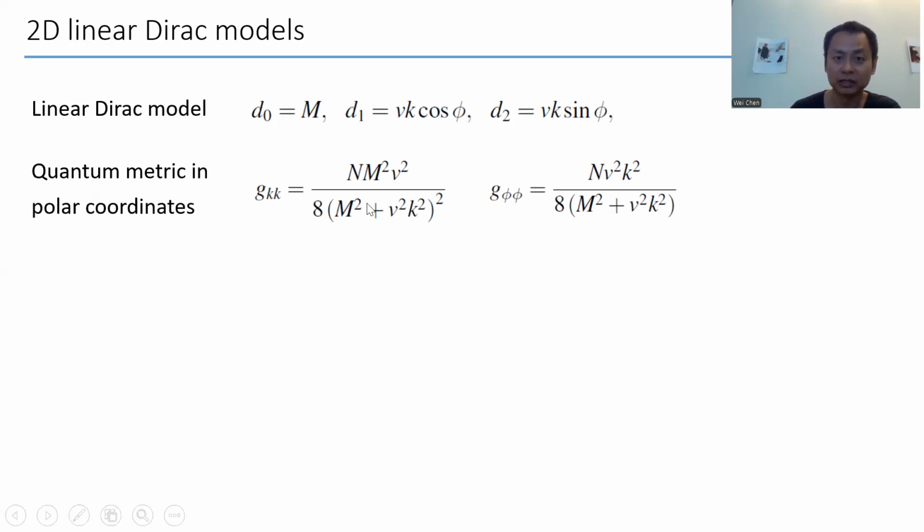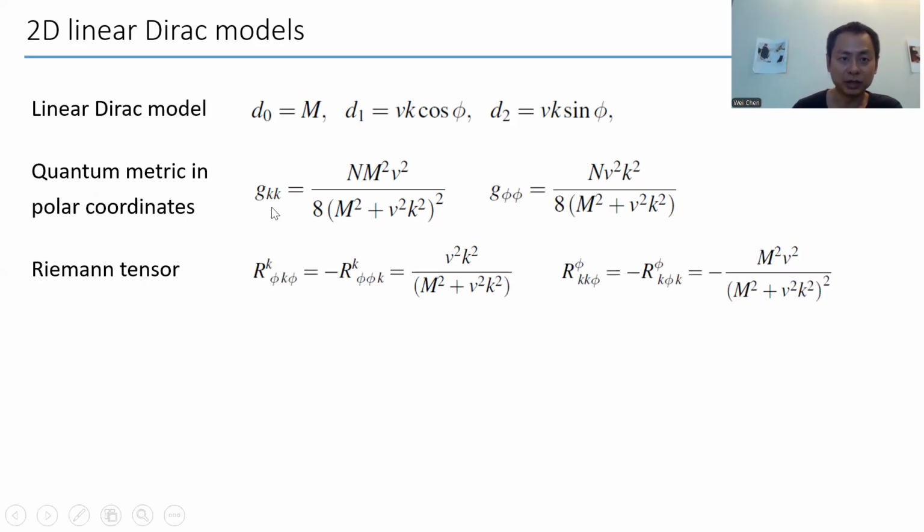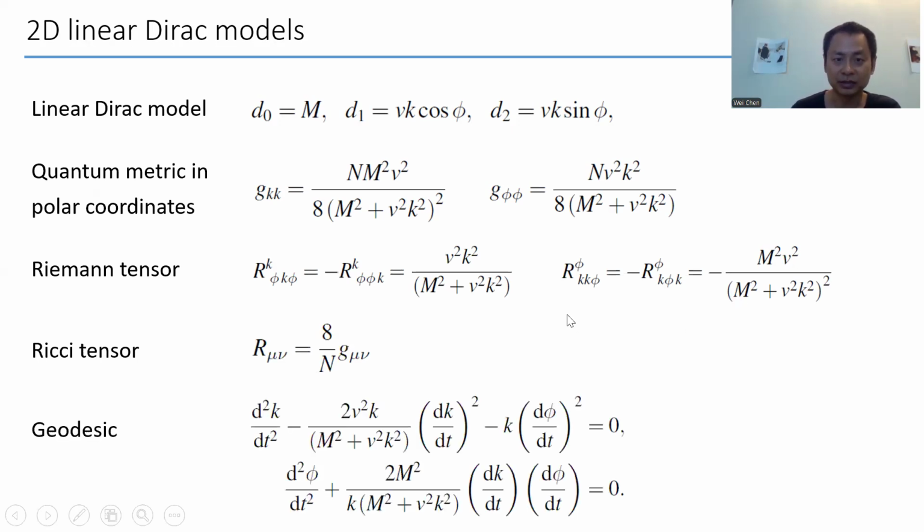In the polar coordinates, because the model is completely symmetrical with respect to the high symmetry point, it makes more sense to work in polar coordinates. So this is the metric, and you can also go ahead and calculate the Riemann tensor. It looks like this, and then the Ricci tensor, the usual standard procedure. And the geodesic, you just write down each component of the geodesic equation, and then it looks like this. And by the way, the geodesic problem in 2D is exactly the same as the Kepler problem that you solve in your classical mechanics course, how the Earth orbits around the sun. It's really essentially the same equation.